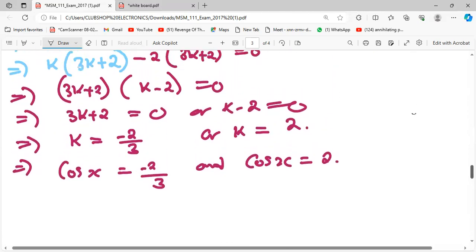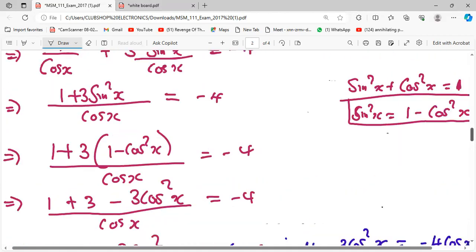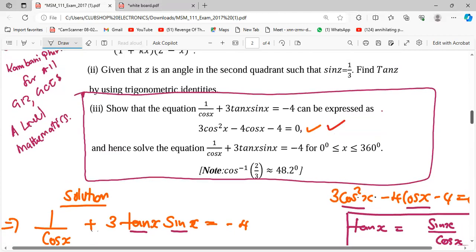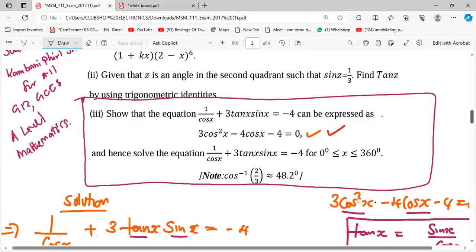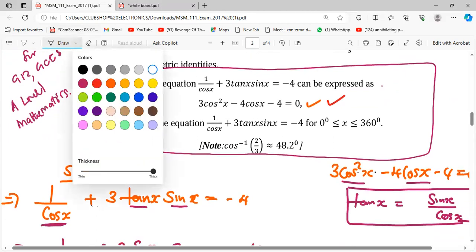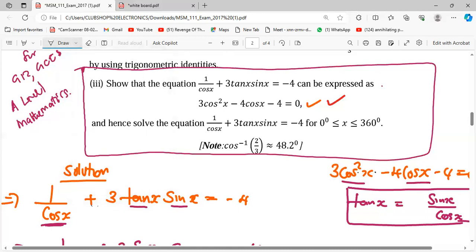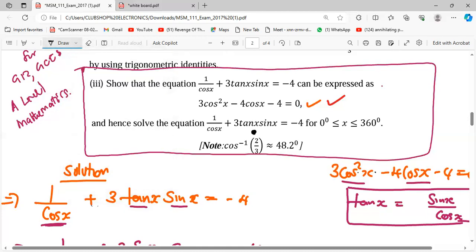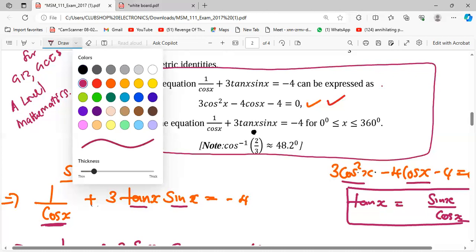Okay, now we go back to the question. Remember, calculators are not a part of our using. But we've been told that cos inverse of 2 over 3 is approximately 48.2. So that's what we are going to use. That's the only information that we have. All right.